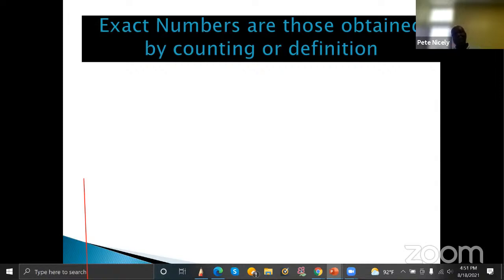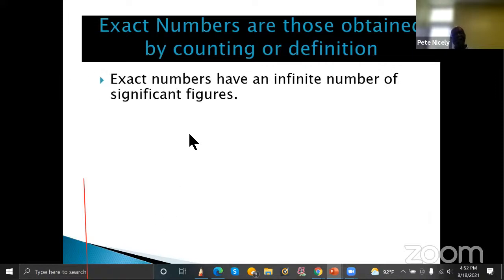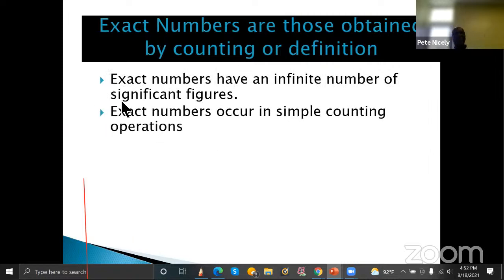The difference between them, of course, is that in one case, the numbers are obtained by measurement, but exact numbers are obtained by one of two ways, either by counting or by definition, all right? Now, exact numbers, which are the numbers that we're talking about here, have an infinite number of significant figures, all right? So that's one big difference between exact numbers and measured numbers, right? And as I said before, there are two ways of obtaining these numbers, either by counting or definition.